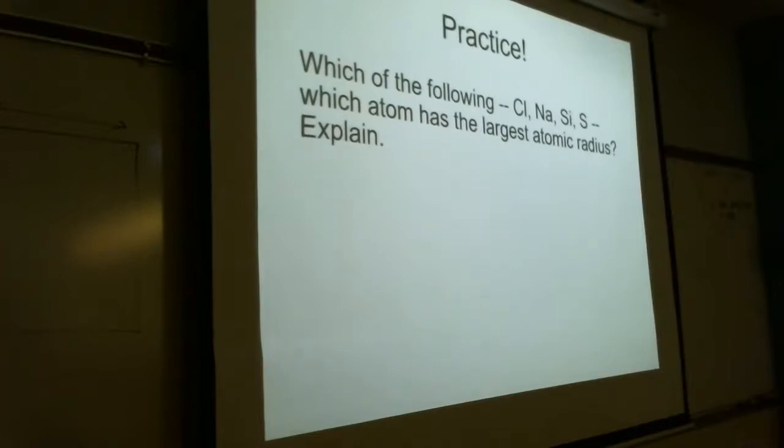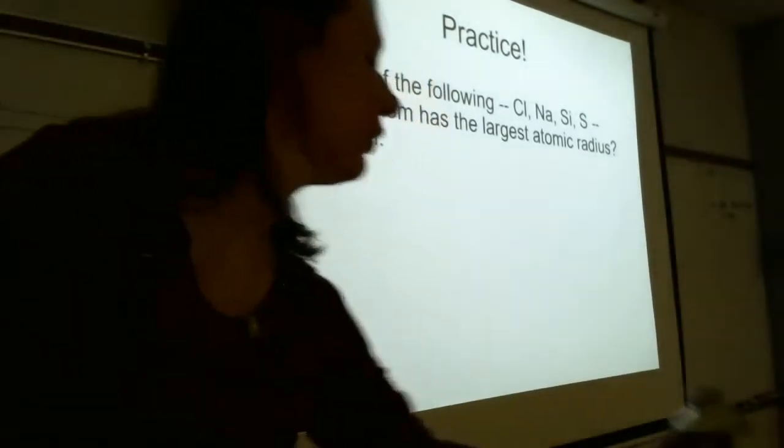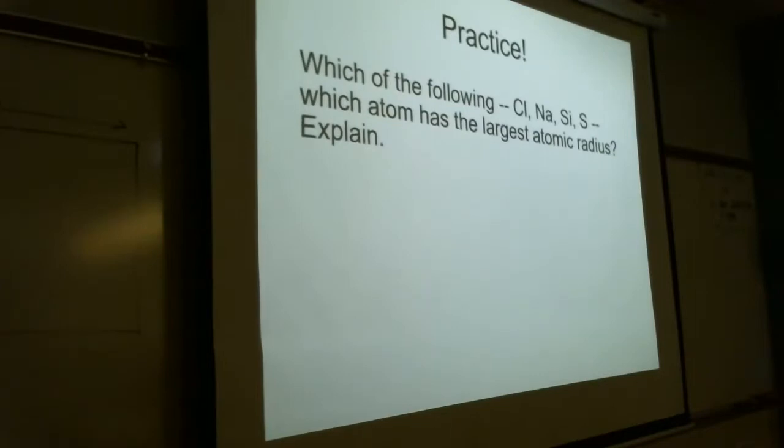So using your periodic table, which of the following would have the largest radius? I mean, there's no math to do here. Just look at your periodic table and figure it out. Which one's going to be biggest? Chlorine, sodium, silicon, or sulfur? Which one's biggest? First, you need to decide if they're in the same group or the same period, and then apply your trend. Who's the largest?